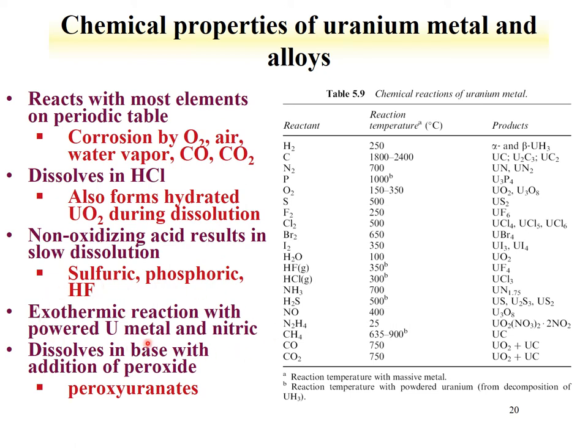The metal, especially if it's powdered, with large surface area, forms lots of heat when it is dissolved in nitric acid. And it can dissolve in a base with the addition of peroxides. It forms these peroxyuranates, which are unique compounds amongst the actinides, where peroxide species can be formed. And we've already talked about that in separations, where peroxides of uranium is one of the routes of doing a selective precipitation of the material.